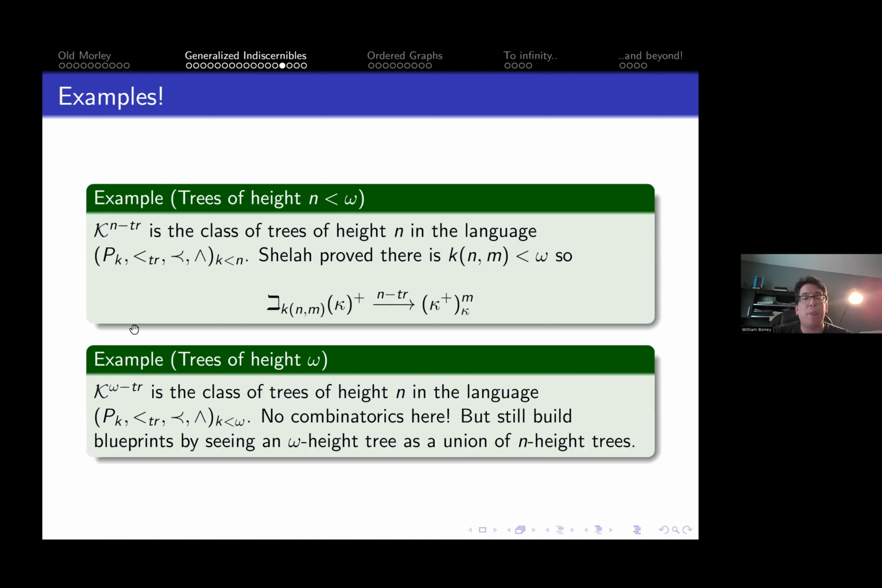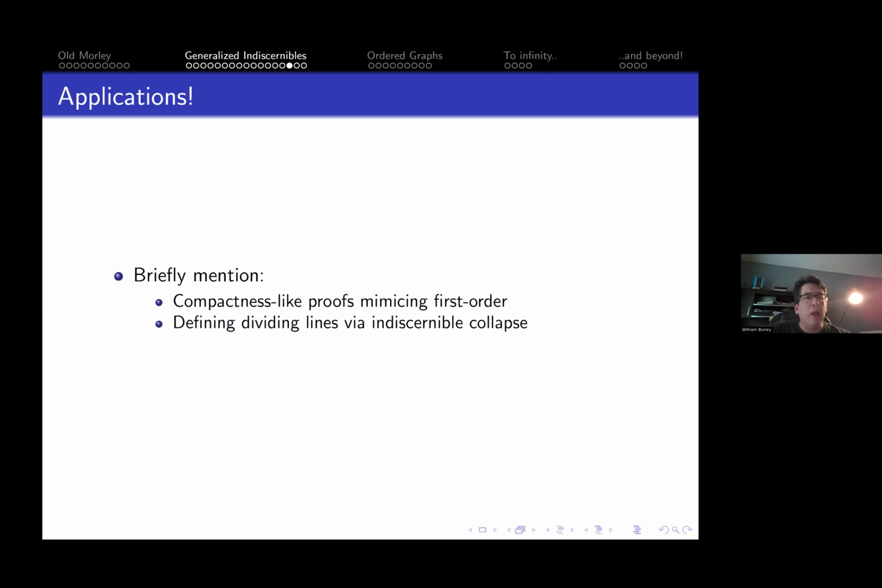You take your tree of height omega and you iterate, cutting it off at height 1, building 1-indiscernibles, then extending it to height 2 and building 2-indiscernibles, using the fact that the K2 tree has this structural partition relation. And you interleave these steps all the way up to get blueprints from trees of height omega. Yeah, and so these are some great examples.